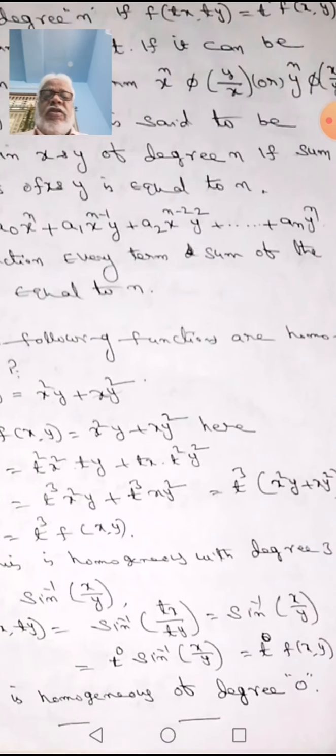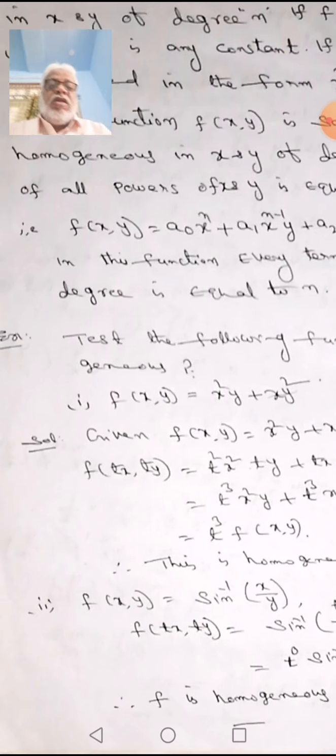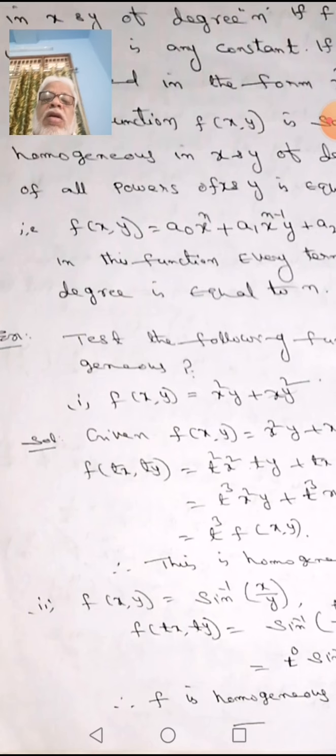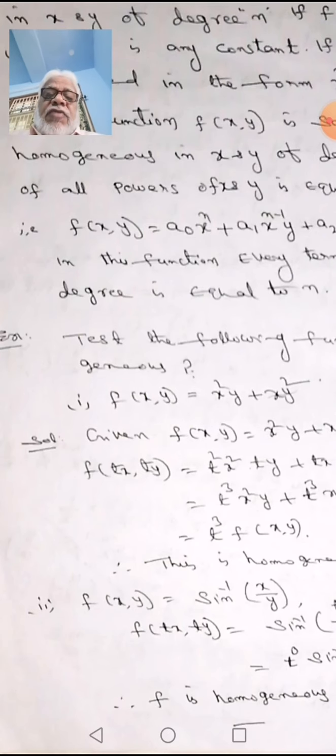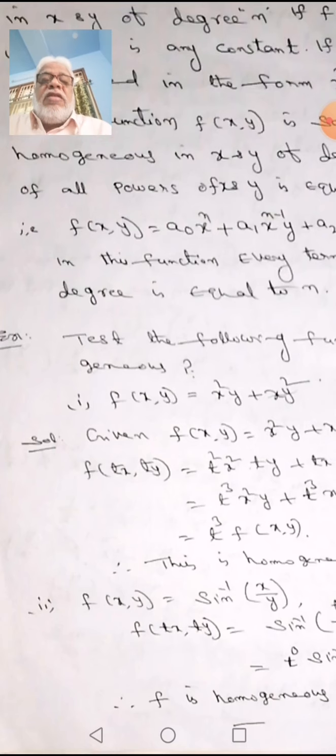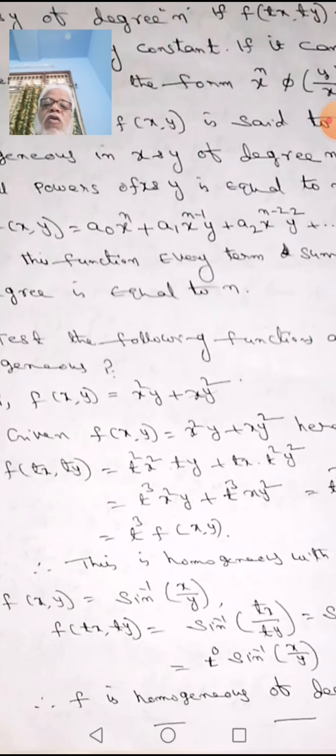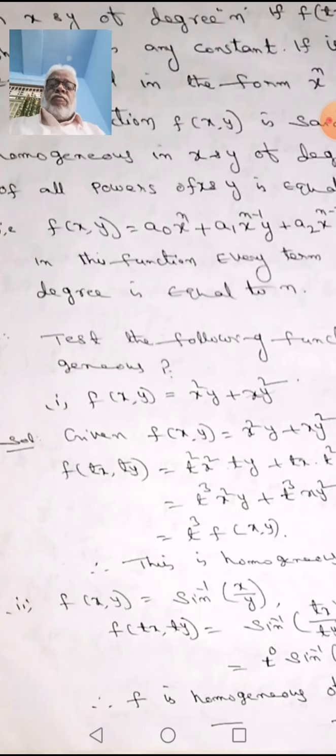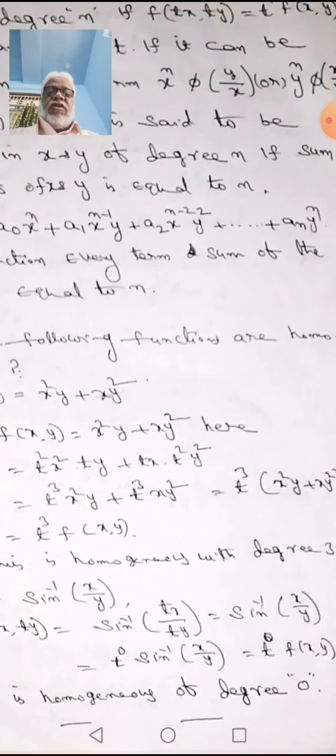Now test whether the following functions are homogeneous or not. Take f of xy is equal to x square y plus xy square. If you see the function directly, you can say it is homogeneous, because in the first term x square y the power is 3, and in xy square it is 3, both are the same. But from the mathematical proof, how can we say that it is a homogeneous equation? Given f of xy is equal to x square y plus xy square.